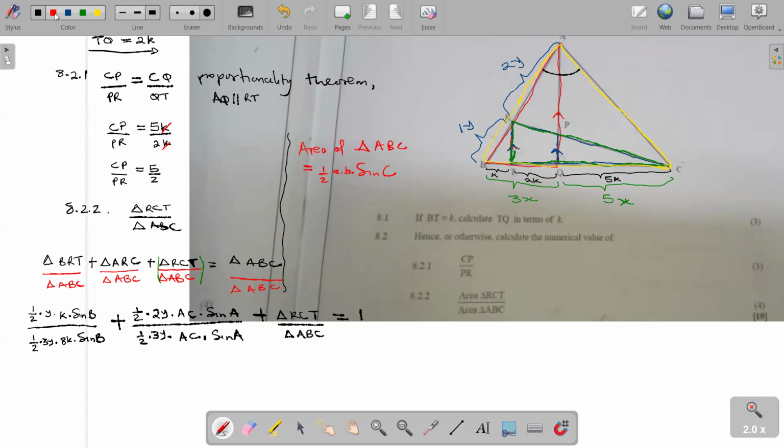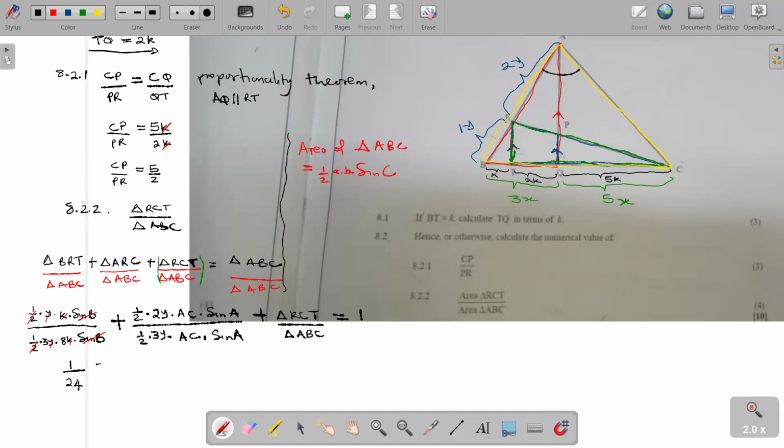So simplifying that, it means we are going to divide here. The half and the half are going to cancel out. The y and the y there will cancel out. The k and the k there will cancel out. The sine B and the sine B will cancel out. So if we simplify this, on our numerator, we are left with 1 times 1 times 1 times 1, so it's going to be 1 over. On the denominator, we are left with 1 times 3 times 8 times 1. So 3 times 8 is going to be 24.